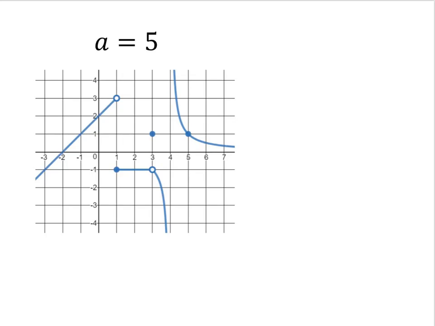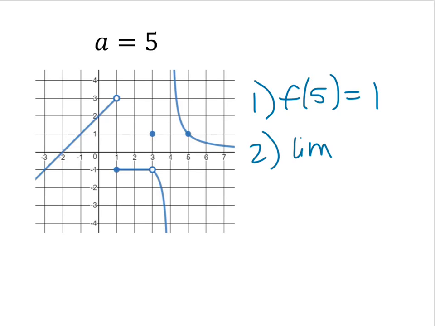Lastly, we have x is 5. Looking at the curve, it appears as if the function is continuous at 5, but we won't know for sure until we've established it through the three conditions. Condition number 1, f of 5. That point plotted is equal to 1. Condition number 2, the limit as x approaches 5 of the function. Coming from each direction here, we are getting +1.